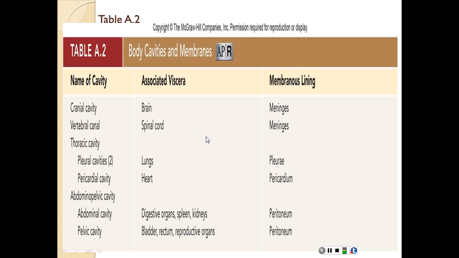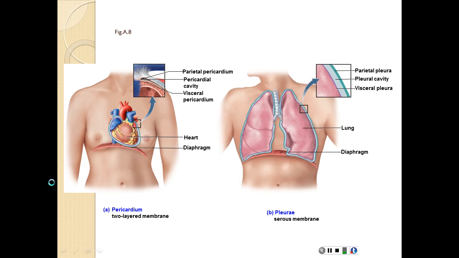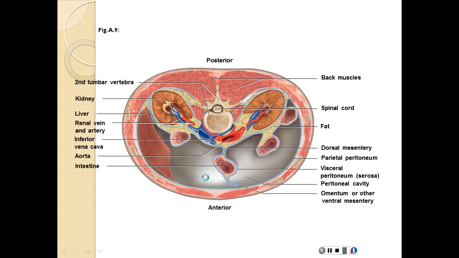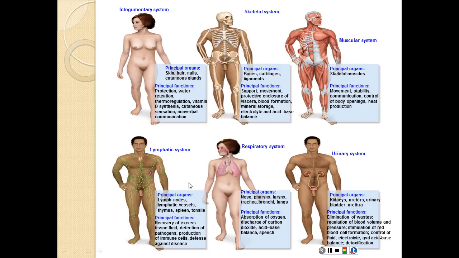Alright, so in your textbook, table A.2, it names the various cavities as well as the various organs located in that particular region. So make sure you're familiar with that as well. I'm not going to get into these right now because you'll definitely get into details with this when we get to the cardiovascular system as well as the pulmonary system. And I'll press forth.